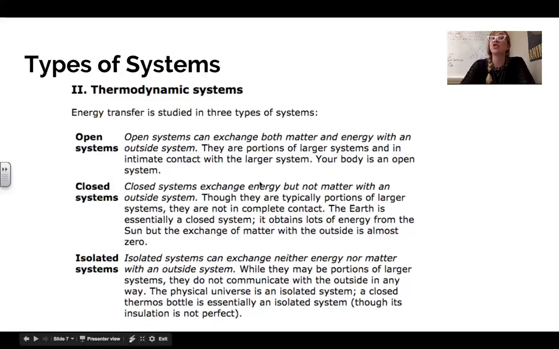Closed systems exchange energy, but not matter, right? So they're typically portions of a larger system. They're not in complete contact, right? So the Earth is essentially a closed system. We get energy from the sun, but we don't really exchange matter with space, right? Every once in a while, an asteroid will come in, a meteor will come in, right? But we're not constantly exchanging actual objects with space. But energy, we are. We're getting energy from the sun. The Earth releases its own energy, right?